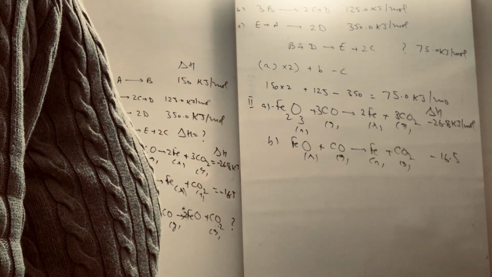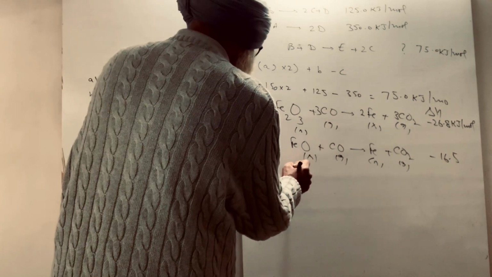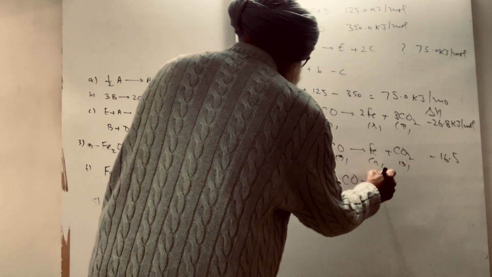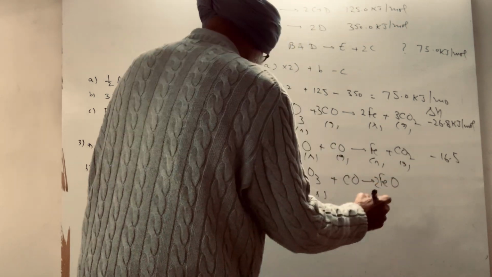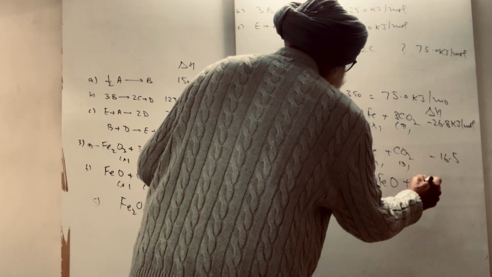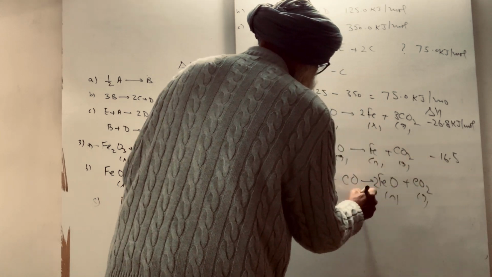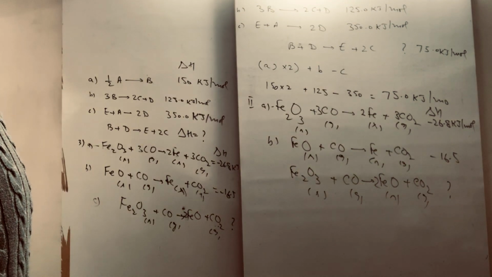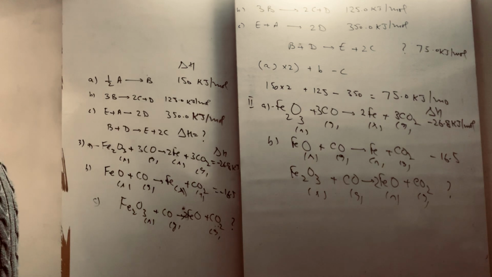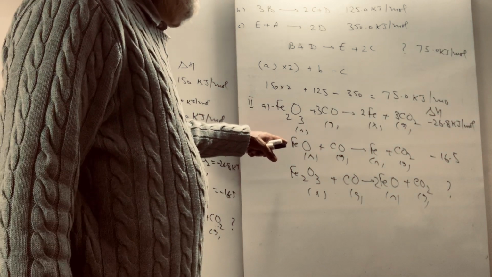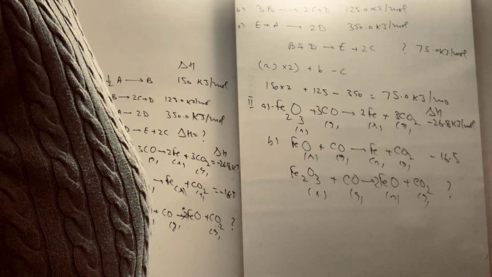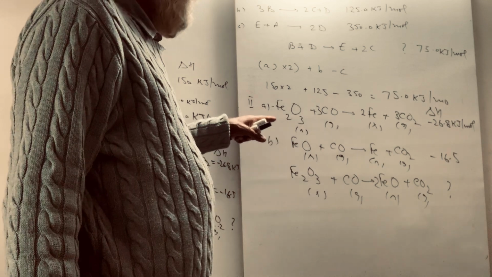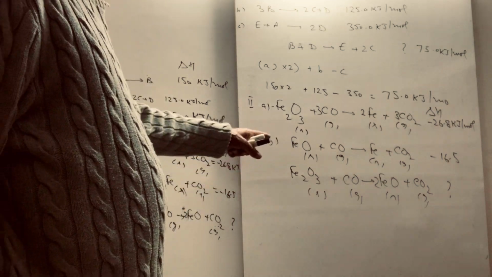Then you have to find out the delta H for this: Fe2O3 solid plus carbon monoxide gives you 2 FeO and carbon dioxide. So here we have to find out the delta H. Naturally we require 2 FeO here.